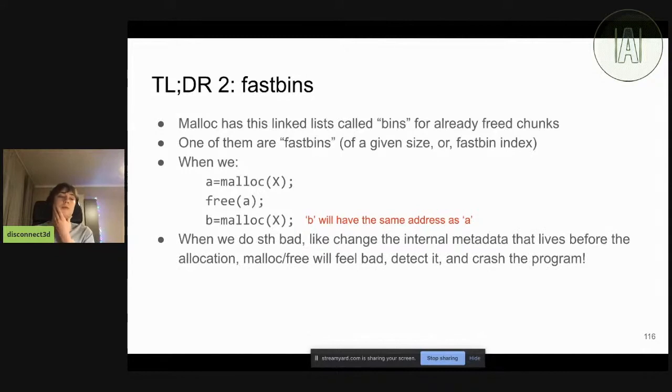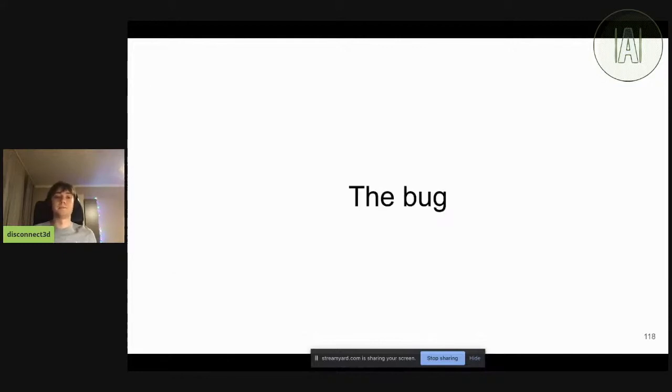And in the end, when we do something bad, like change some internal metadata for the given allocation or deallocated chunk, which we call bin, the malloc or free will feel bad, which basically means it will probably detect the corruption and crash the program. This is helpful for developing and also this is also a security mitigation here.